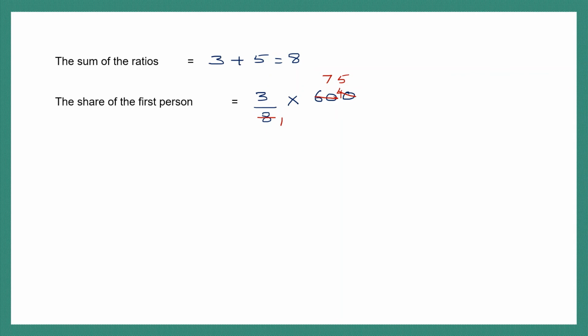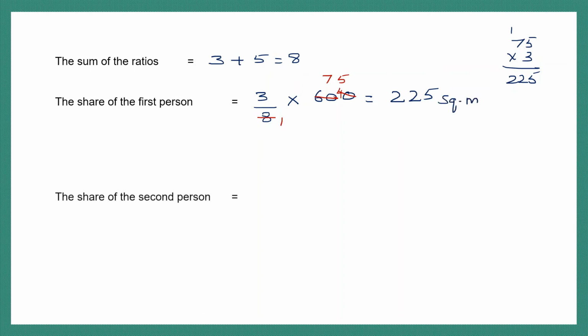This is the share of the first person. So let's multiply 75 into 3. 3 5s are 15, carry 1. 3 7s are 21 plus 1, 22. So the first person gets 225 square meters. The unit is square meters.